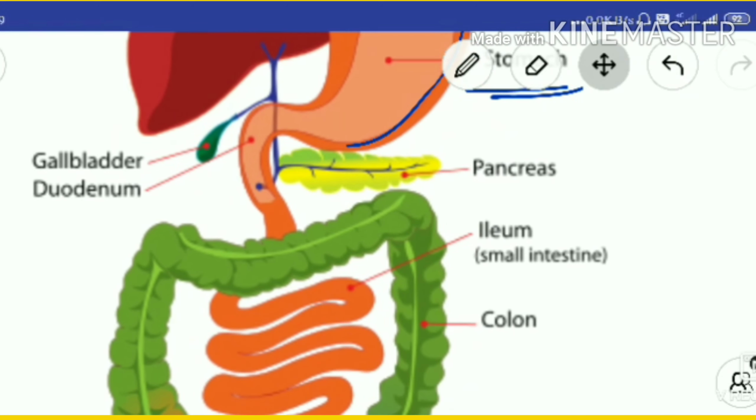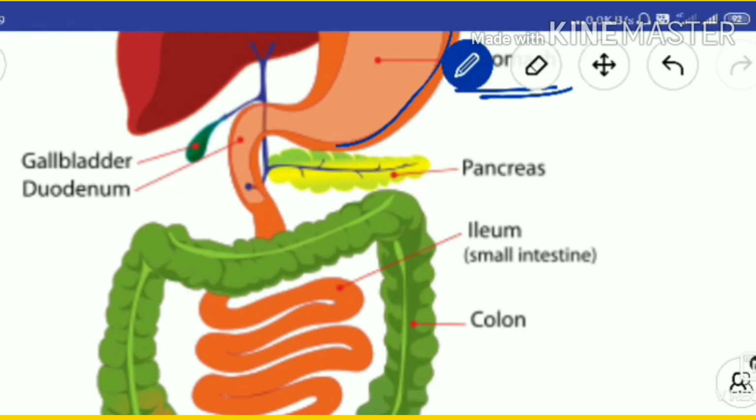Immediately after the stomach, the small intestine starts. I already told you the small intestine starts from the duodenum. Okay, the first bend, the first curve, is the small intestine that starts immediately after the stomach. This first curve is known as the duodenum.